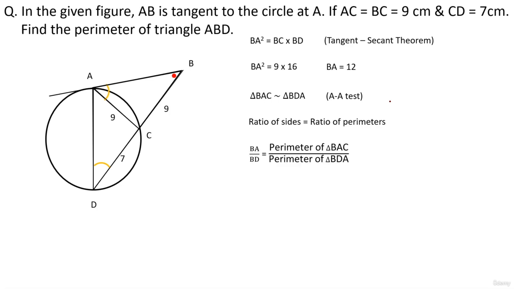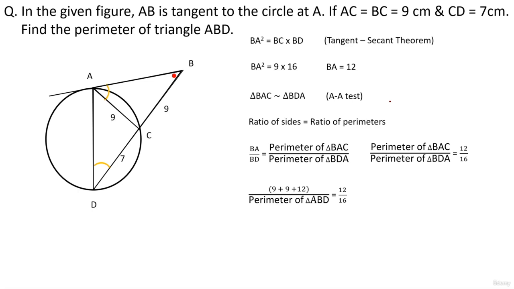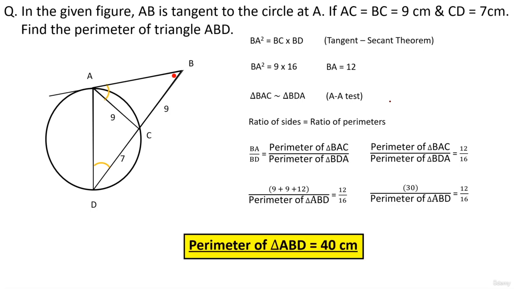You can observe here. Okay, so BA upon BD, the ratio of the sides is same as the ratio of perimeters. Okay, perimeter of BAC हम बहुत easily निकाल सकते हैं यहाँ पे. Perimeter of BAC basically क्या हो जाएगा, 9 plus 9 plus 12 is 30. So 30 upon perimeter of ABD required is 12 by 16. Ratio of BA by BD, that is nothing but perimeter of triangle ABD is 40 centimeters.